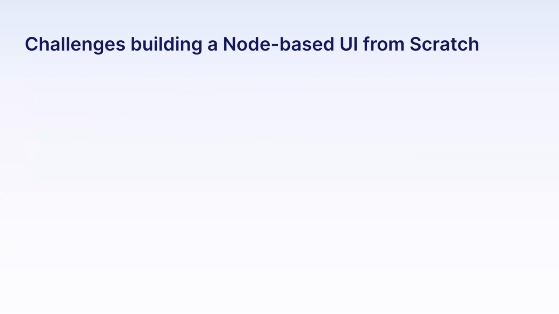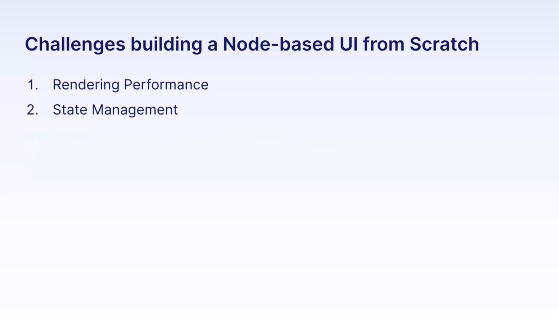After defining our requirements, we needed to decide whether to build a node-based UI from scratch or to integrate an open source library. But before we can make this decision, we needed to consider the technical challenges associated with building such a node-based UI. We identified 3 significant challenges. The first was rendering performance. Rendering a large number of nodes and connections in real time could impact performance.